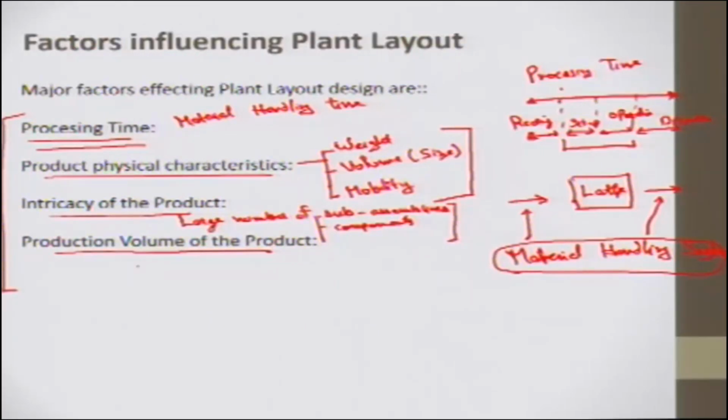Next is production volume of the product. By production volume, I mean the quantity of the product, the extent to which the process tends towards mass production. If the volume is very high, it will be mass production. If the volume is low, we can call it batch production.